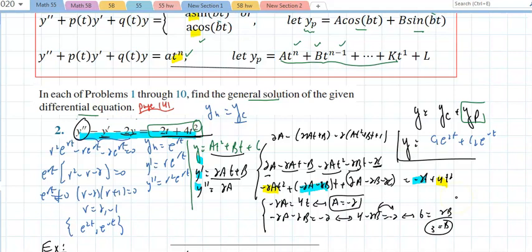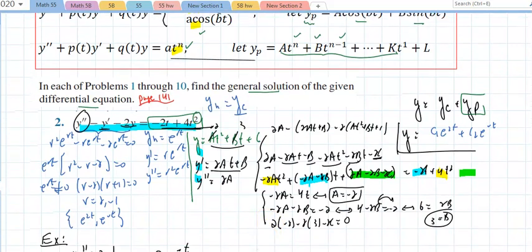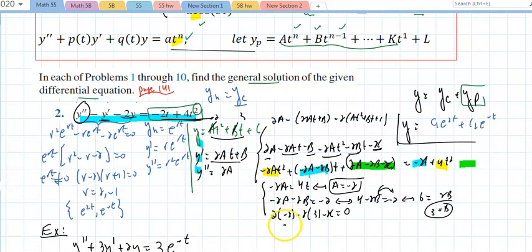Got it? So I got this to be a negative 2. I got this to be a 3. And if I take the constant term, and since there's nothing there, that must equal 0. Twice a, but I know a is negative 2, minus 2b, but I know b is 3, minus 2c must equal 0. So this will yield negative 4 minus 6 minus 2c equals 0. That's negative 10. So that would mean negative 2c equals 10. c equals negative 5.